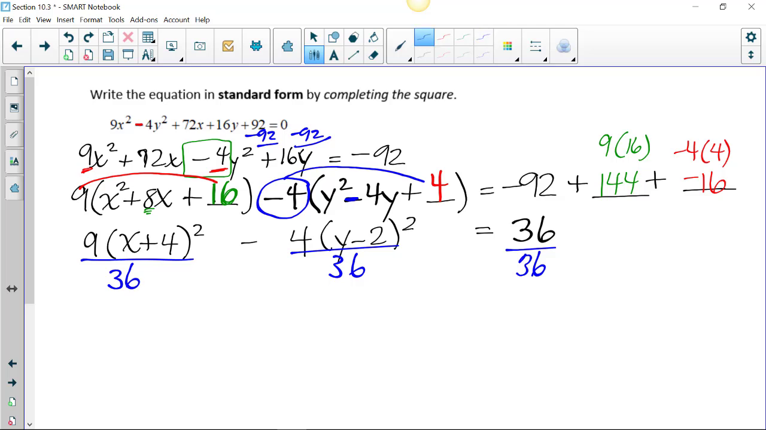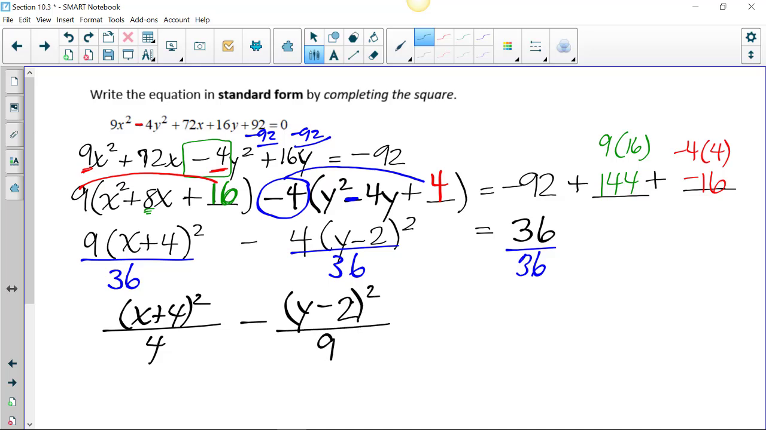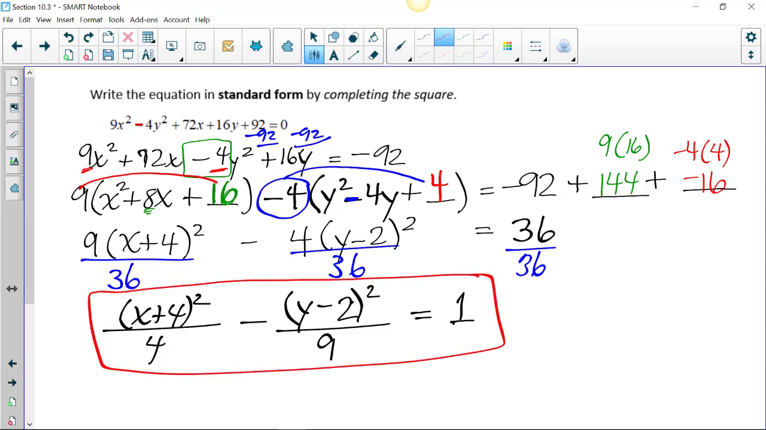So here, 9 and 36 have a common factor of 9. Divide that out. So that becomes (x plus 4) squared over 4. Here, 4 and 36 have a common factor of 4, so I divide that out, top and bottom, which leaves me with 9 on the bottom, equals 1. And this is my standard form equation of this hyperbola. Okay.